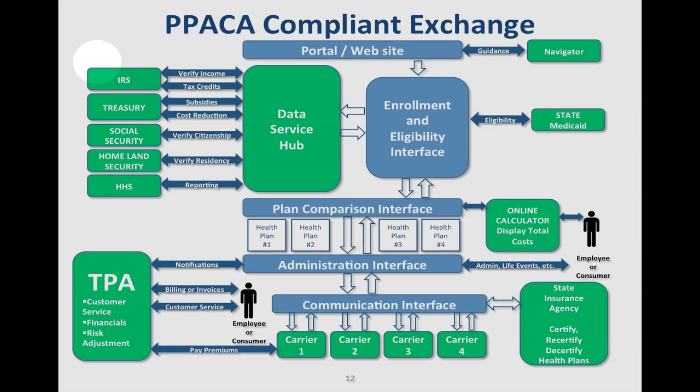An ACA exchange will be required to perform and send specific eligibility data to several different federal agencies. There will be income and tax credit eligibility and verification with the IRS. There will be subsidy eligibility and verification with the Treasury Department. There will be citizenship and residency verification requirements with Homeland Security and Social Security. And there will also be reporting requirements with HHS.